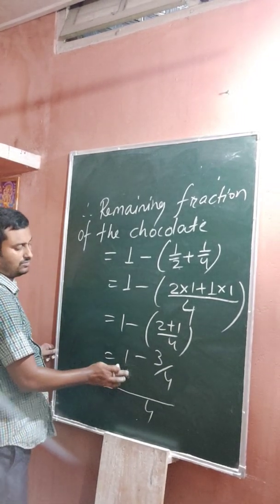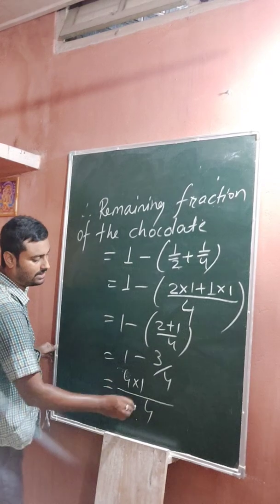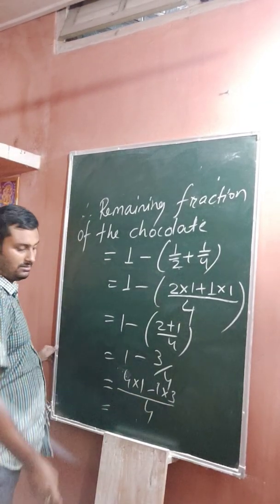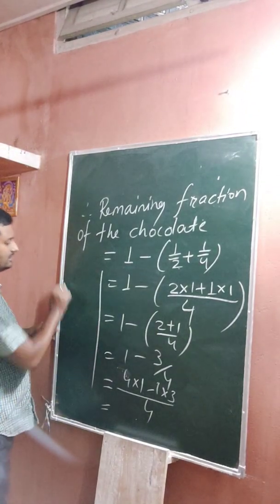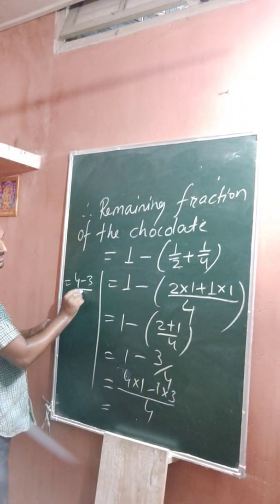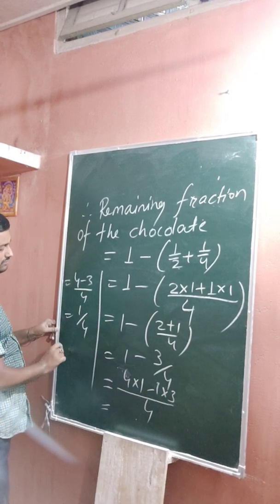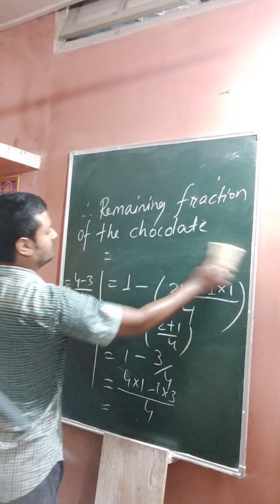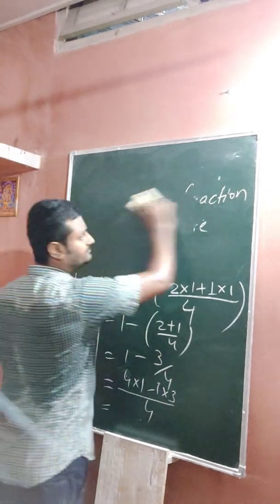So 1 fours are 4. So 4 into 1 minus 1 into 3. That means (4 minus 3) divided by 4. So 1/4. Okay, 1/4 is the remaining part. But at last you have to write the sentence.